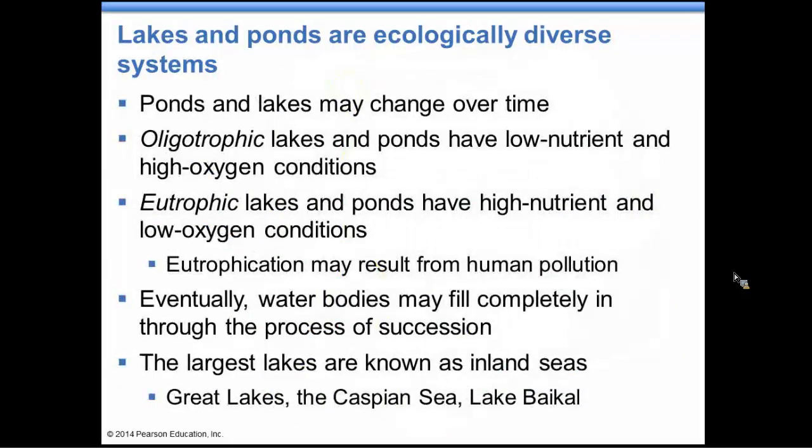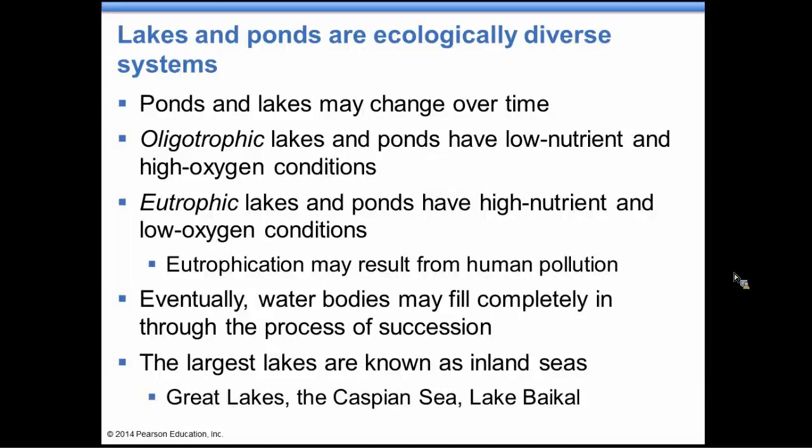Ponds and lakes change over time as streams and runoff bring them sediment and nutrients. I think I accidentally talked about this a little early. But oligotrophic lakes and ponds have low nutrient, high oxygen conditions. And then eutrophic, on the other hand, have high nutrient and low oxygen conditions. And this is where eutrophication may happen from human pollution. Eventually, water bodies may fill in completely through the process of succession. I talked about this in an earlier lecture.